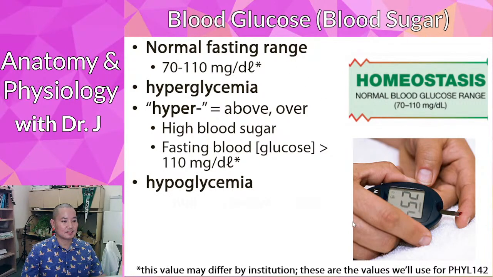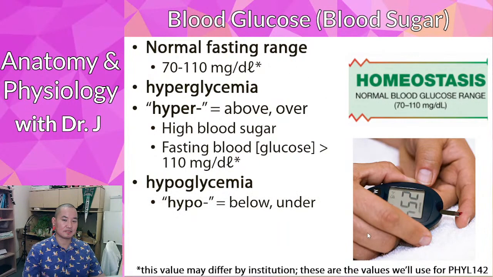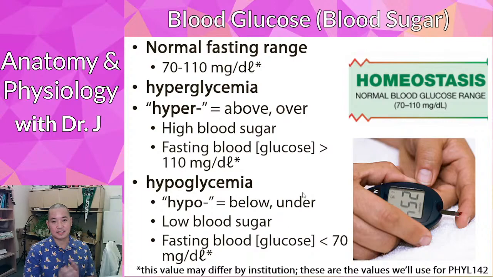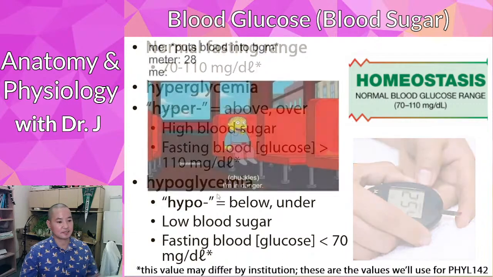And then hypoglycemia. Hypo is the opposite of hyper, meaning below or under. So if it's below the low normal range, the normal range minimum, we consider that low blood sugar. Again, this might differ between different textbooks, countries, and health institutions, but for this class, these will be our cutoffs.